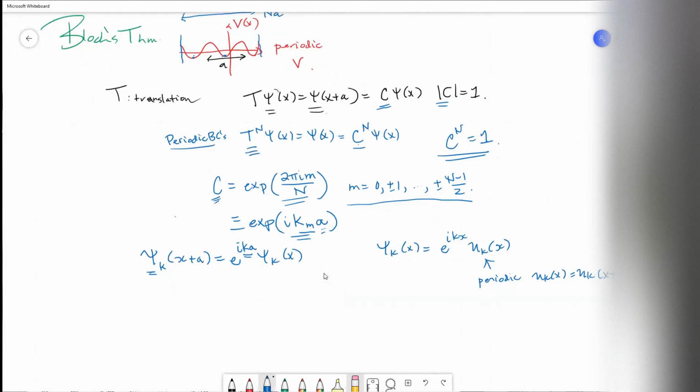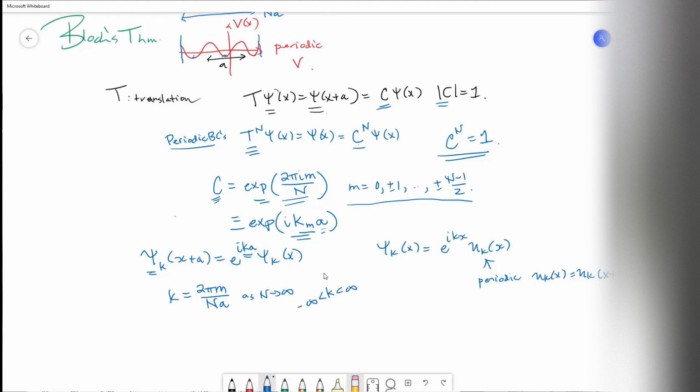And the other thing to note is I'll write down what the k's are again, just from up here. It's 2 pi m over N a. And we see that as N goes to infinity, m goes to infinity. These m's, of course, are 0 and plus or minus 1 and plus or minus 2 and so on, up to about N over 2. So as N goes to infinity, this wave vector starts to become like a continuous variable that lives between negative infinity and infinity.